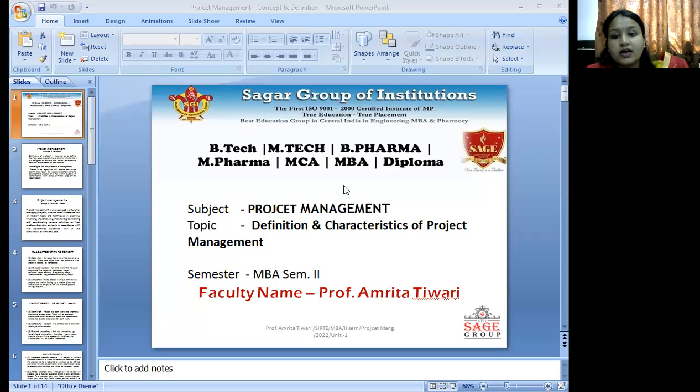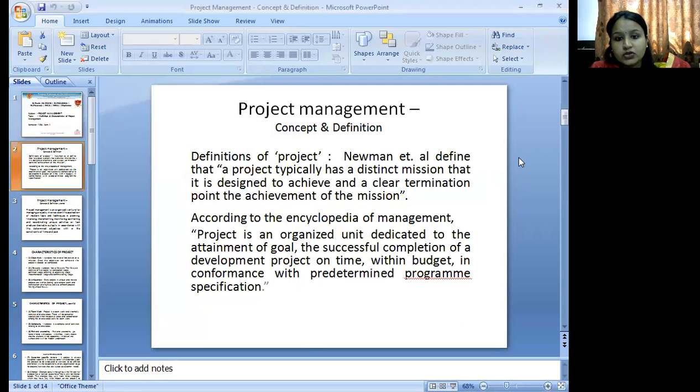The topic to cover is the definitions and characteristics of project management. What is project management? Concept and definitions. Newman defines project management.